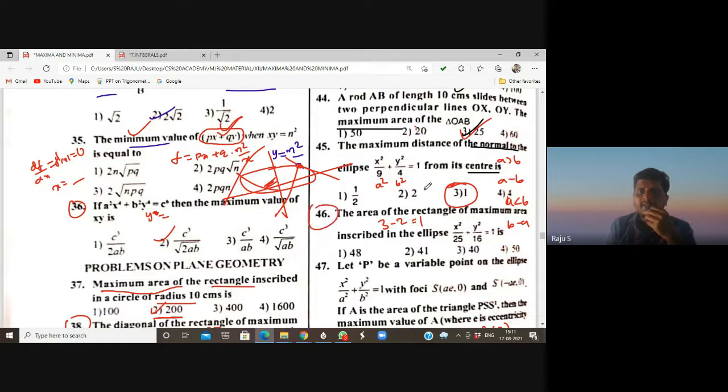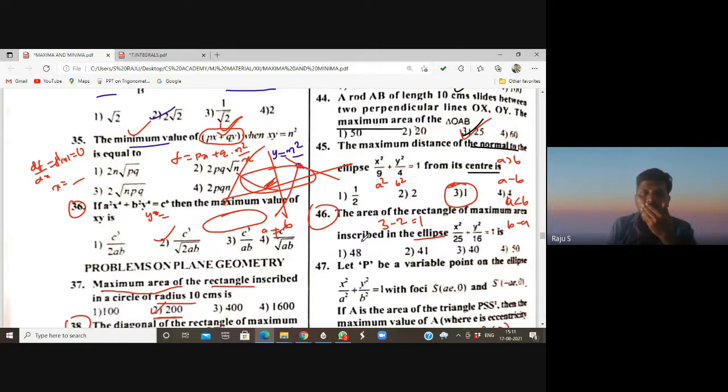For this area, a direct formula is there. The area of the maximum-area rectangle inscribed in an ellipse. Inscribed in a circle, the maximum area is given by a square. Okay, in an ellipse it is not like this. The ellipse is in the form like this, where A is not equal to B. The lengths of the major axis and minor axis are different.